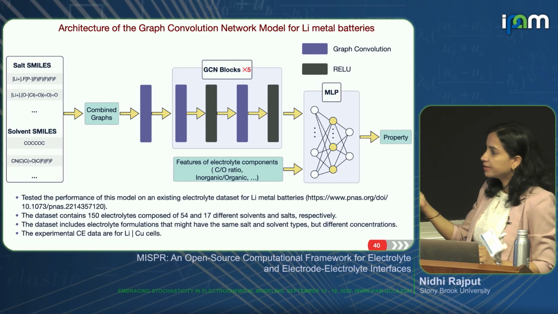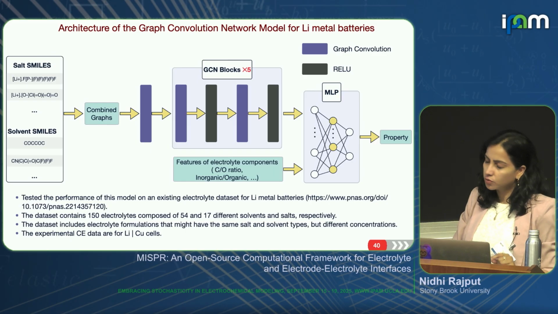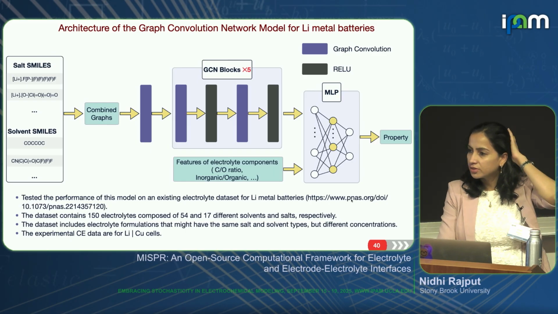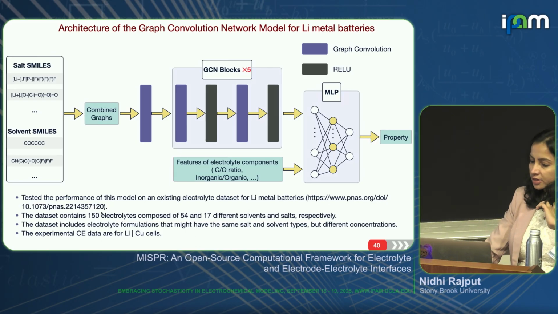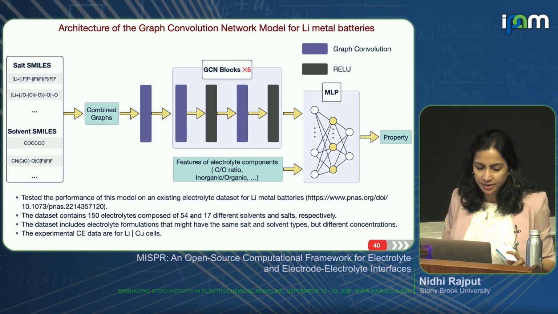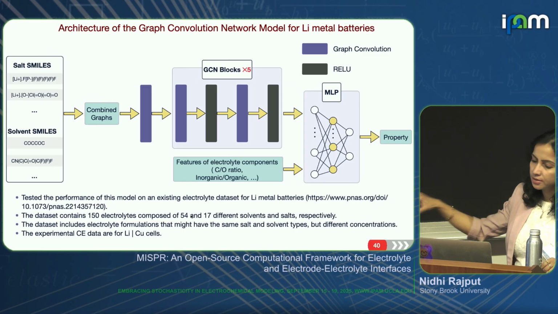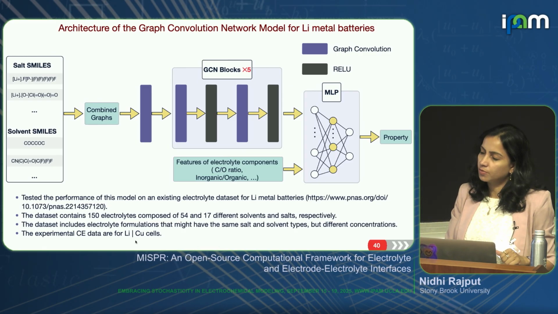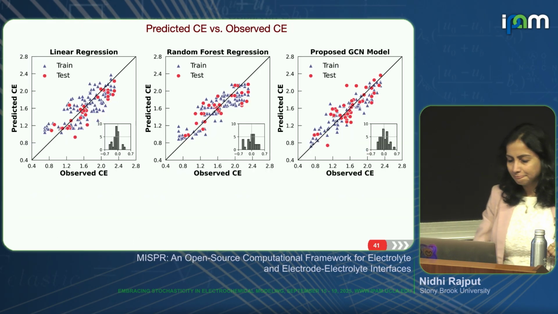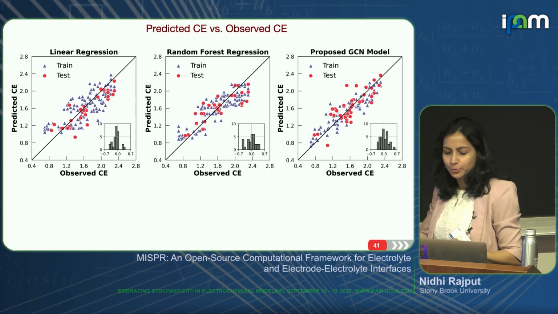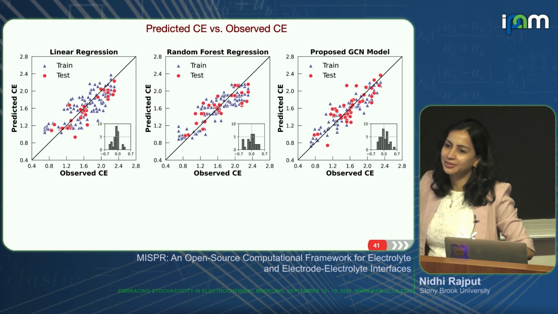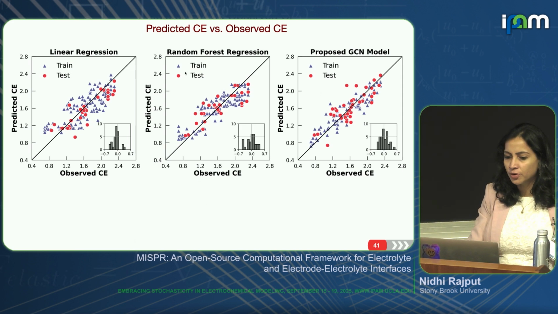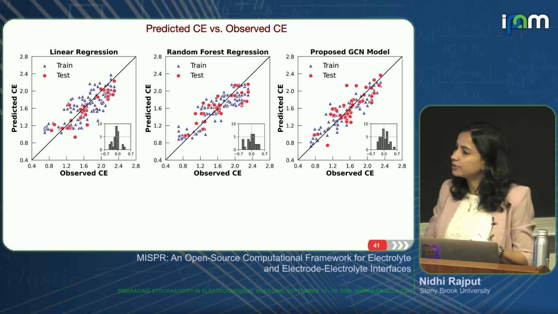So we tested this architecture on a very small database which was available in the literature, published in this PNAS paper, which consists of only 150 electrolytes with 54 solvents and 17 salts. And this data set has the experimental Coulombic efficiency for lithium-copper cells. So here are the results. They don't look very nice, and they're not published also for the same reason. So we compared the performance of the proposed GCN model with linear regression and random forest.